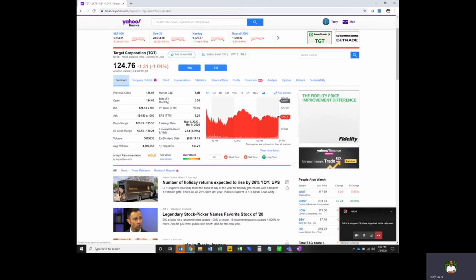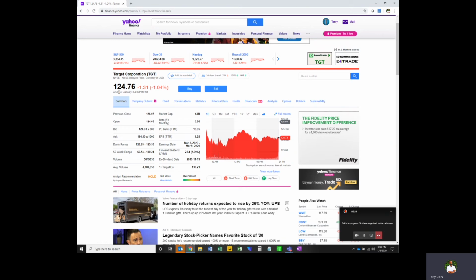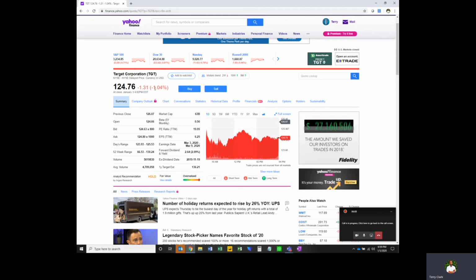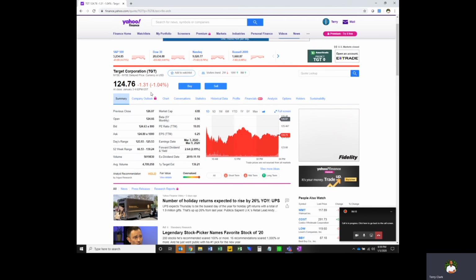Basically, what this is saying is, if you want to purchase one share of stock in Target, you need $124.76, because on Friday, when the stock market closed, that's pretty much where it closed. This minus 1.31 is saying that on Friday the stock value went down $1.31, which is 1% of its stock price when it closed the previous day. So basically, their stock went down 1% on Friday.